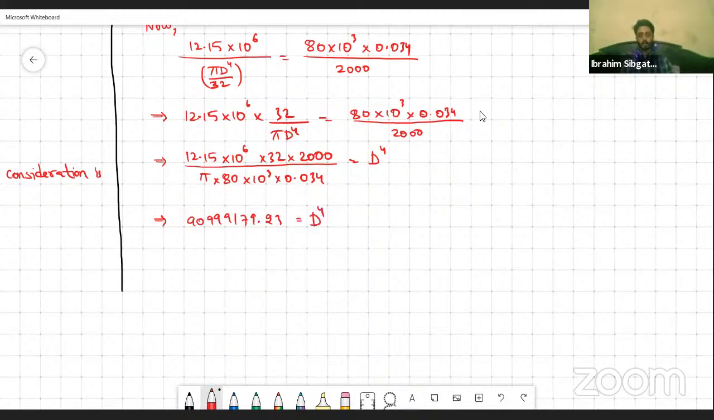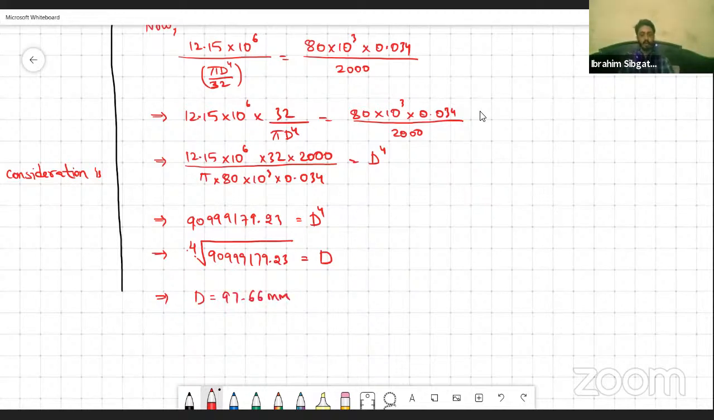As I told you in the previous step, like how we can get the value of d power 4, this is 4 root, this is not into 4, it is 4 root of 9099179.23 equals to d. Okay, so what is the answer of d? It is 97.66 millimeters.